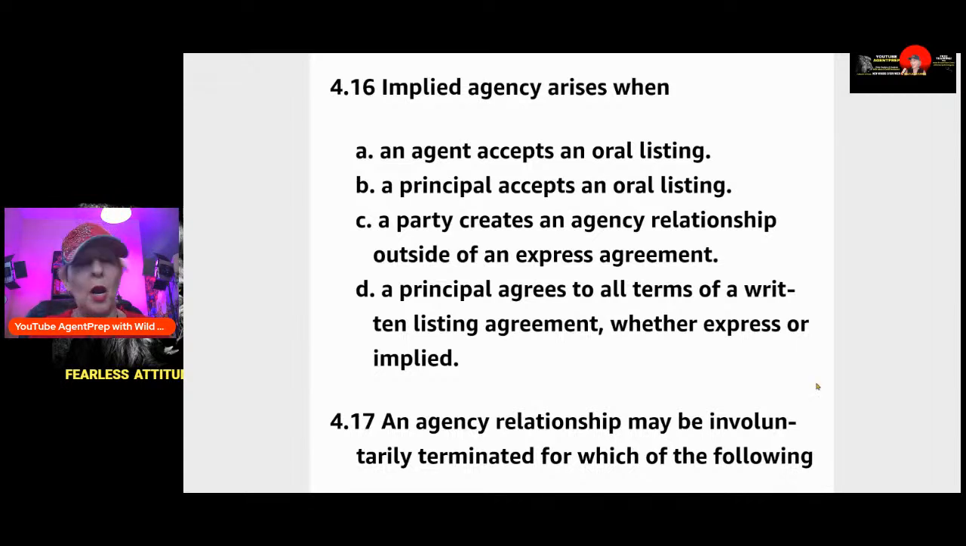So it's a party, a principal. Okay, an agency arises when a party creates an agency relationship. You have an implied relationship. So a seller says, yes, I'm going to list it with you, or I like what you're doing. I've been following you and I want to sell my home, and I want you to do this and do that. That's implied that they're going to hire you, but you want to get it in writing.